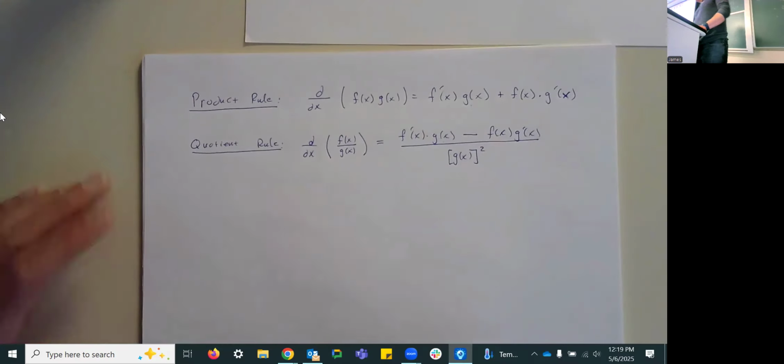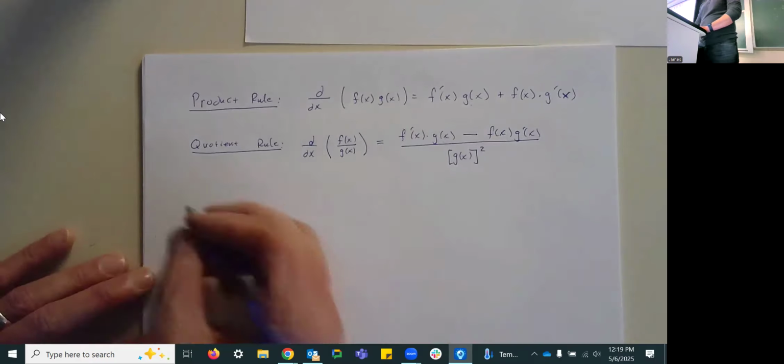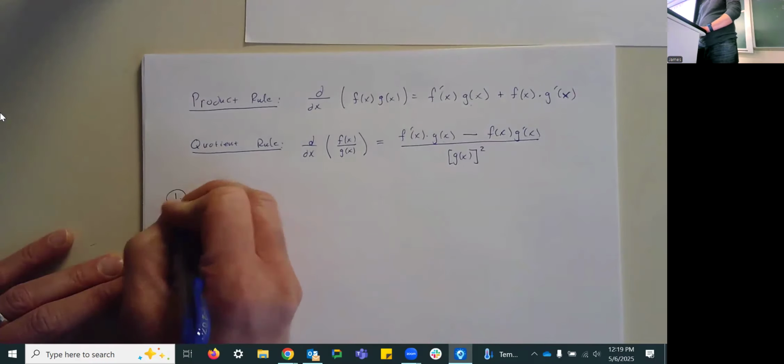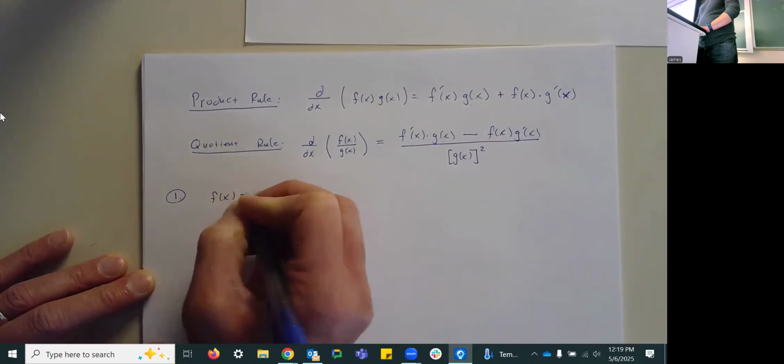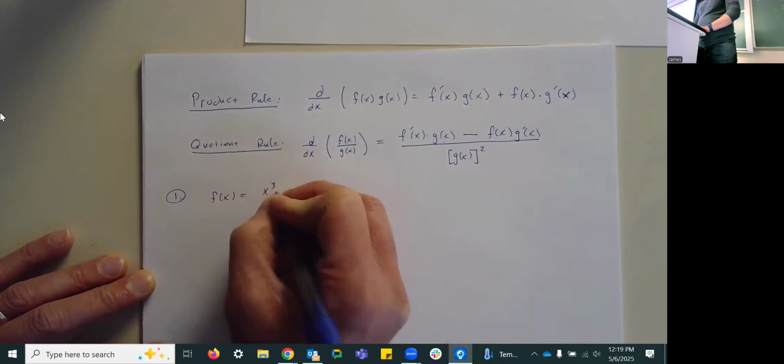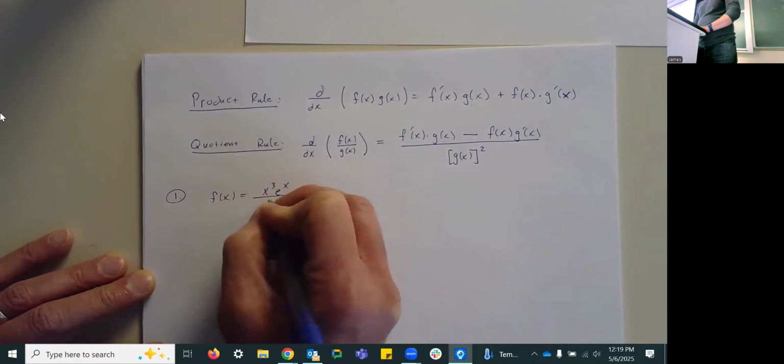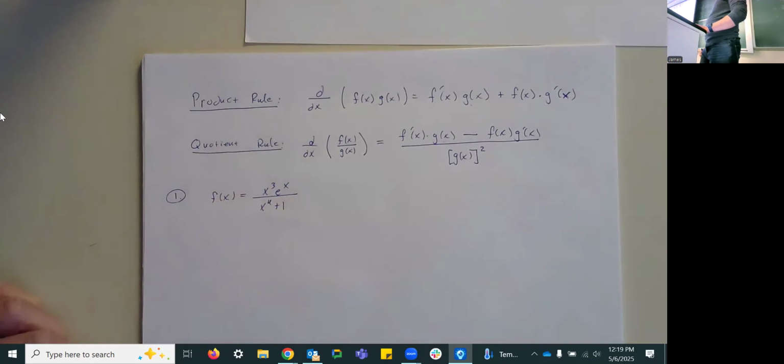So let's look at some examples. I know we did a few last time, but there's a few more I want to do. So let's start with, say, f of x equal to x cubed times e to the x divided by x to the 4th plus 1. Let's go ahead and find the derivative.